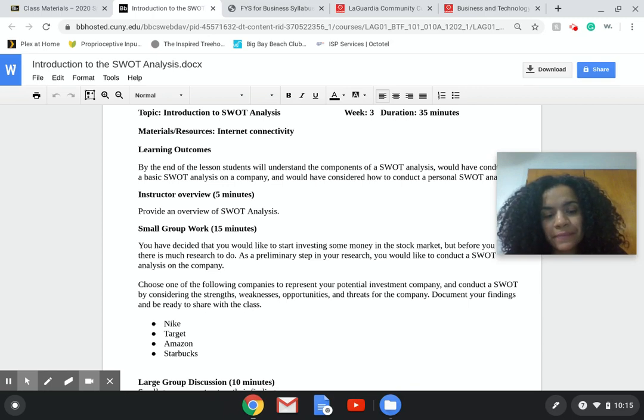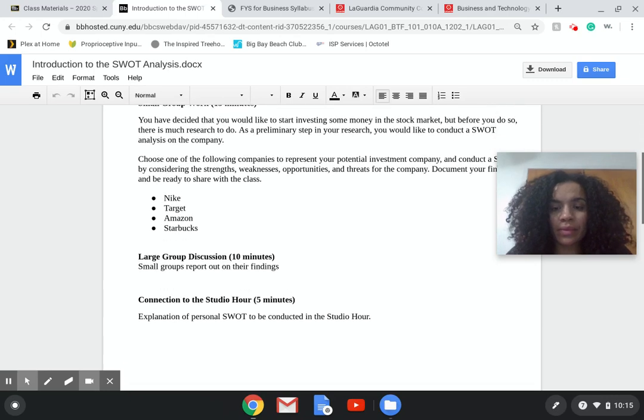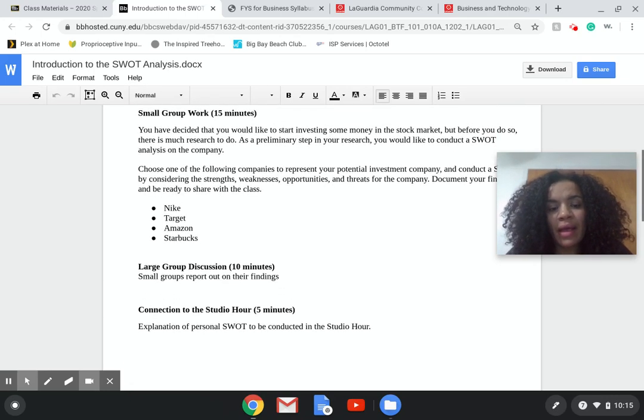I listed four companies here: Nike, Target, Amazon, and Starbucks. You're welcome to use any one of those four, or you may choose your own company as long as it's a relatively well known company. Basically, you're just going to list two or three strengths, two or three weaknesses, two or three opportunities, and two or three threats related to that company. Again, you'll be submitting this work to me, and not discussing it in the class.